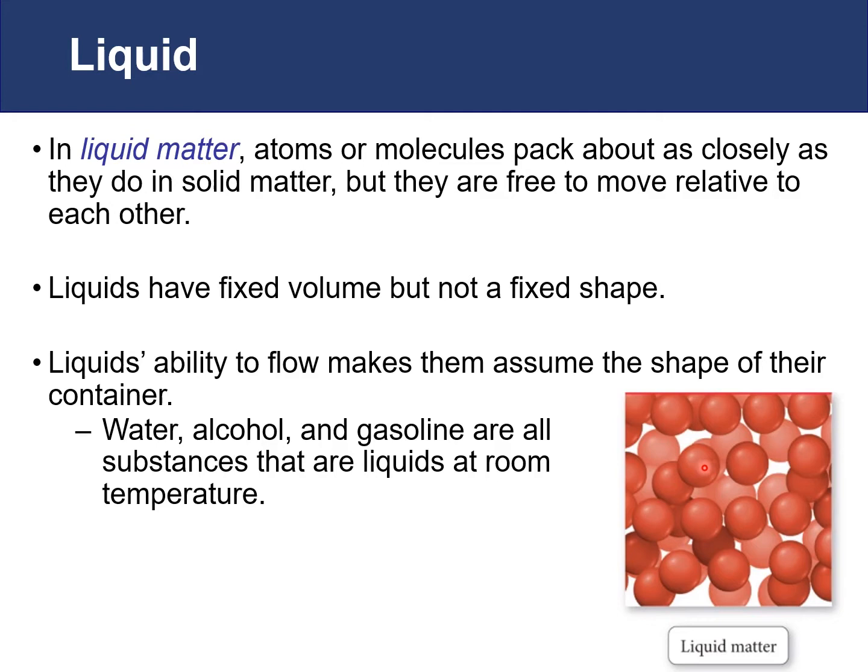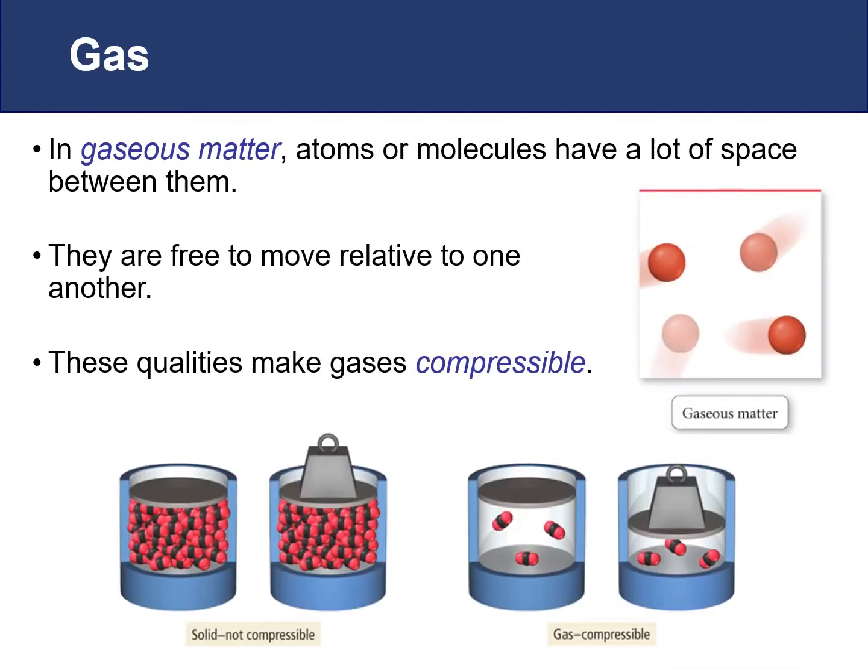Because they must maintain contact, they have a fixed volume. But because they are able to slide past each other, they do not have a fixed shape. Because of this, liquids have the ability to flow past each other, making them assume the shape of their container. Examples would be water, alcohol, and gasoline. These are all substances that are liquids at room temperature.